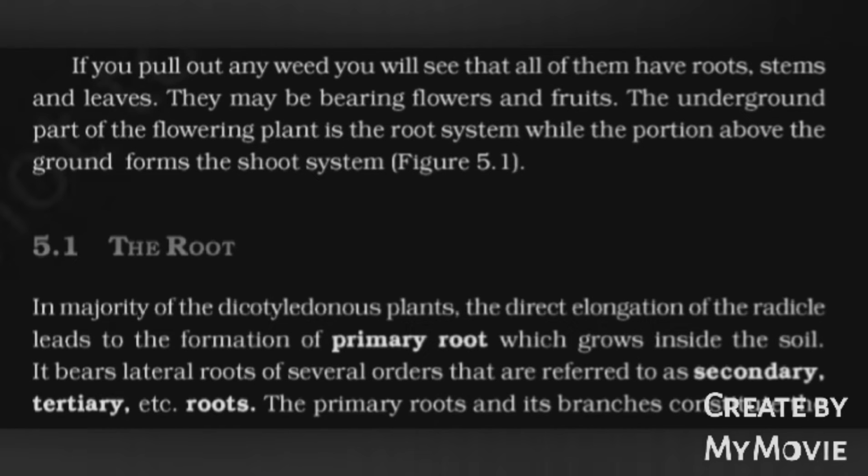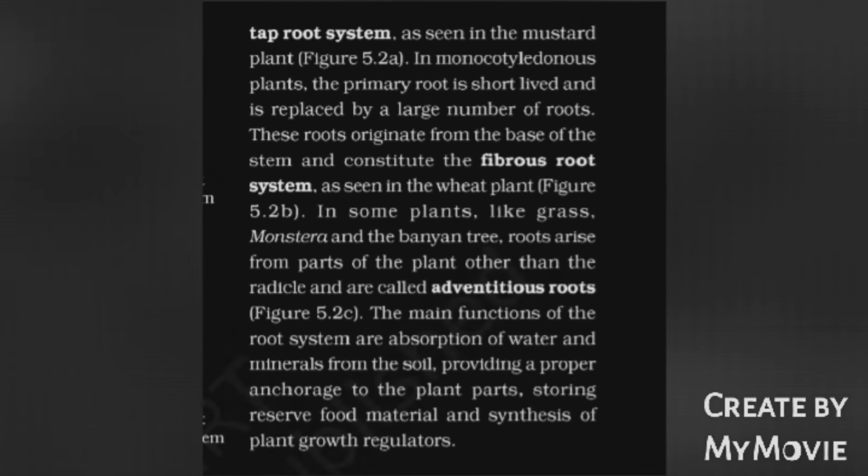In the majority of the dicotyledonous plants, the direct elongation of the radicle leads to the formation of the primary root, which grows inside the soil. It bears lateral roots of several orders that are referred to as secondary, tertiary, etc. roots. The primary root and its branches constitute the taproot system, as seen in the mustard plant. In monocotyledonous plants, the primary root is short-lived and is replaced by a large number of roots. These roots originate from the base of the stem and constitute the fibrous root system, as seen in the wheat plant.